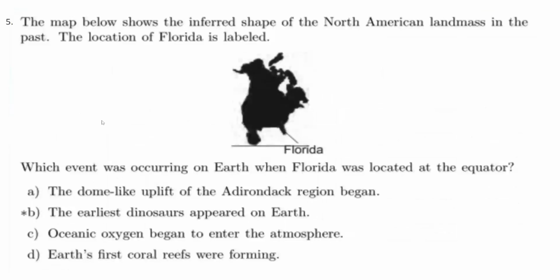Number 5 asks, the map below shows the inferred shape of North American landmass in the past. The location of Florida is labeled. So here's Florida. Which event was occurring on Earth when Florida was located at the equator? The correct answer is B, the earliest dinosaurs appeared on Earth. So to figure this answer out, I should go to page 8 and 9 of my reference table, and I should find out around what time this part of North America, Florida, was at or around the equator.